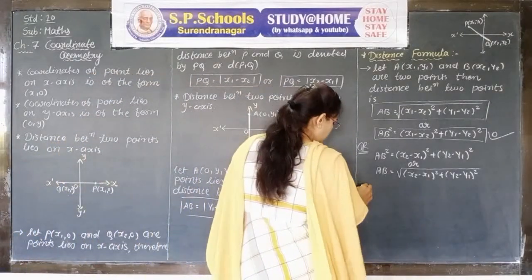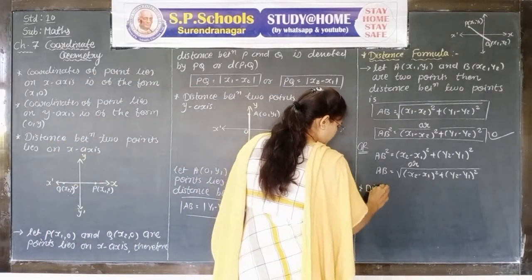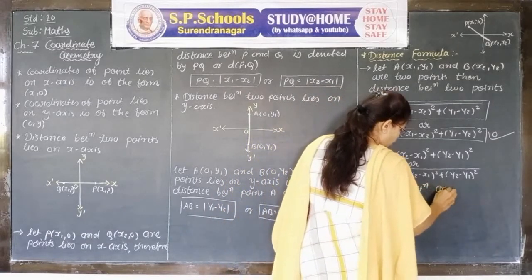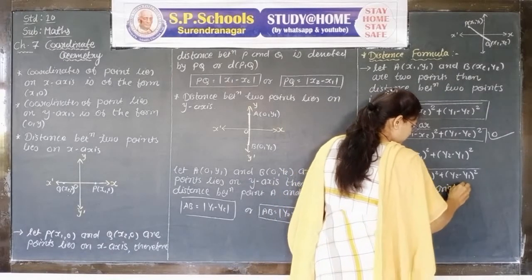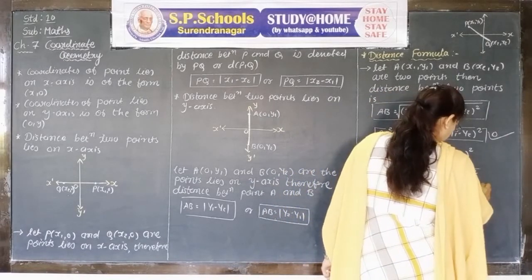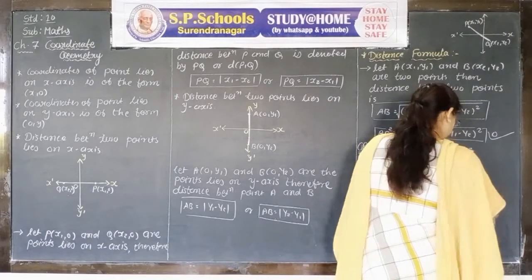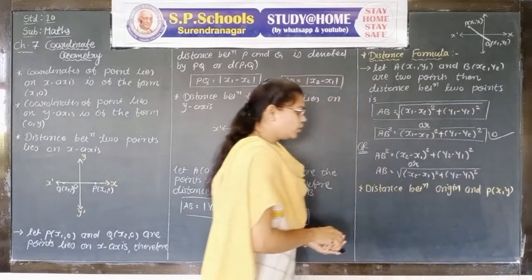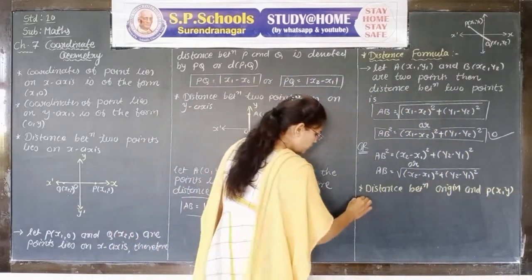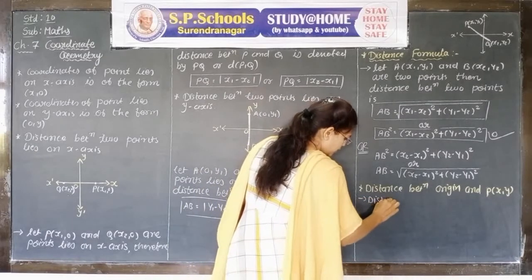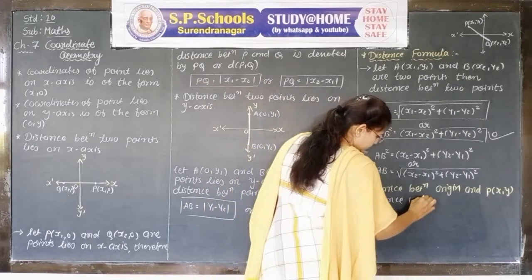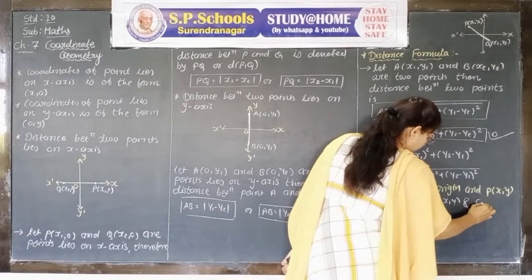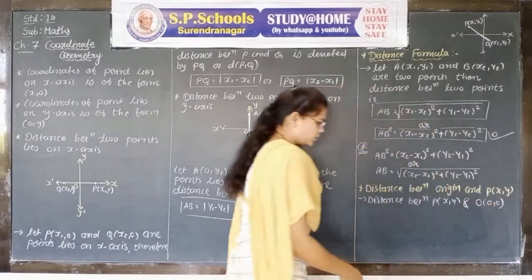Now keep in mind the distance between the origin and P(x, y). As we know, the origin has coordinates (0, 0), then the distance between P(x, y) and O, meaning the origin (0, 0).